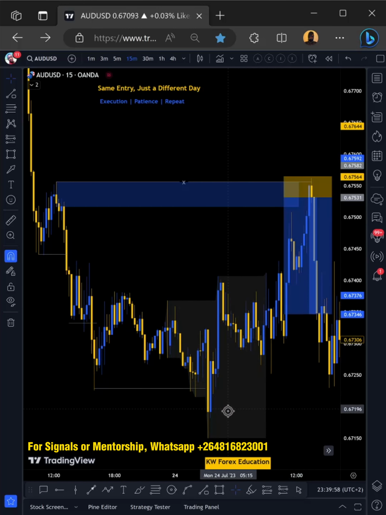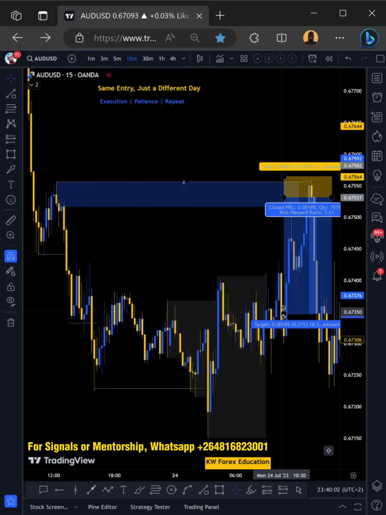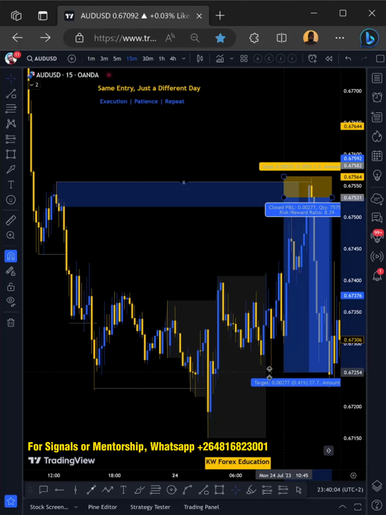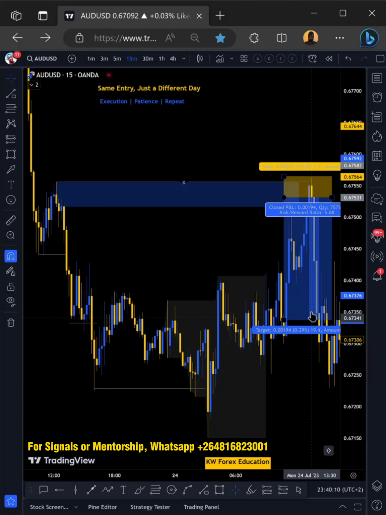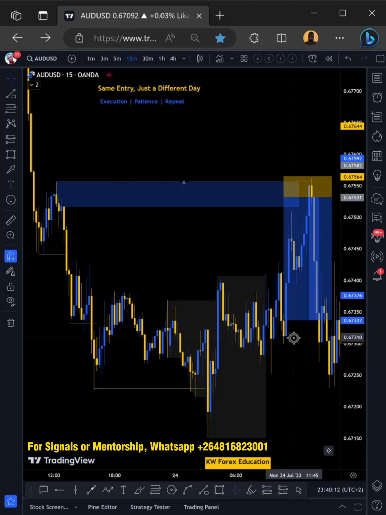Down here we do not have any imbalance, everything has been mitigated, so you can use that as a take profit or use this as your take profit, but don't be greedy. Just use your imbalance as your take profit, because you already know that your imbalance will get filled, but you don't know whether the price will go further down or it will react from this order block and continue going up. This is the logical take profit you should go with.